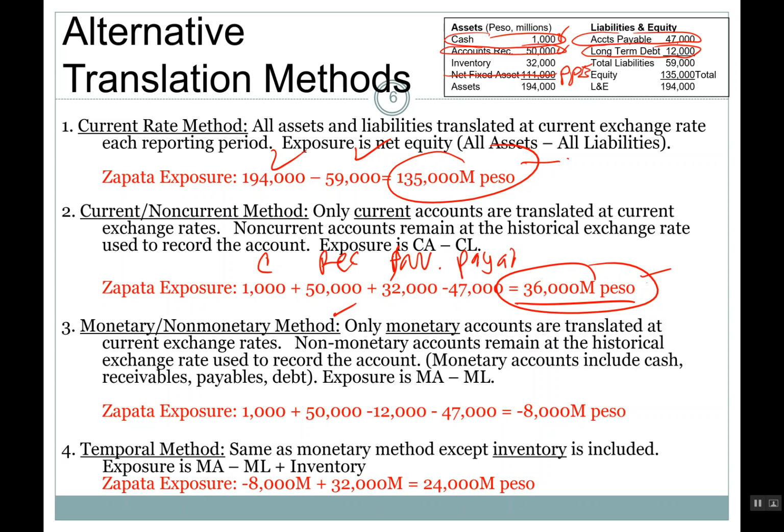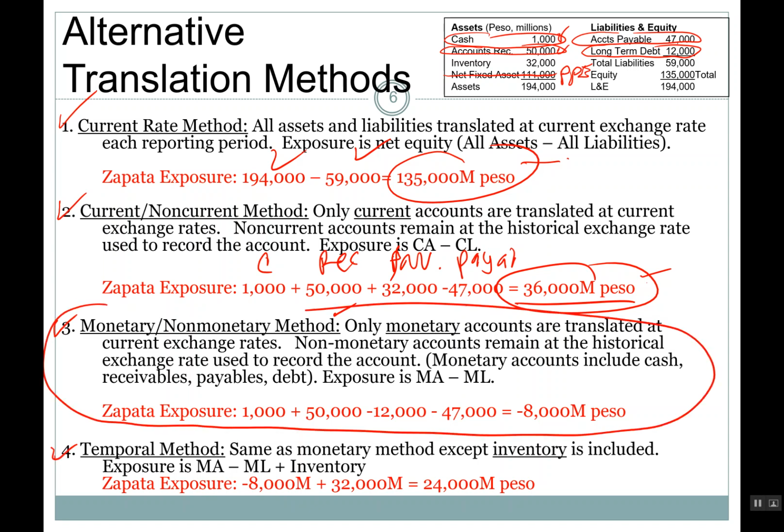All right, so you can either revalue everything, or you can only use the current assets and current liabilities, because those are the ones that are going to be turned into pesos and then back into dollars. You can use only the monetary ones. And then there's one more method, the temporal method, which is basically the monetary, non-monetary, but then just add inventory to it, because inventory is going to be sold off and turned into cash.